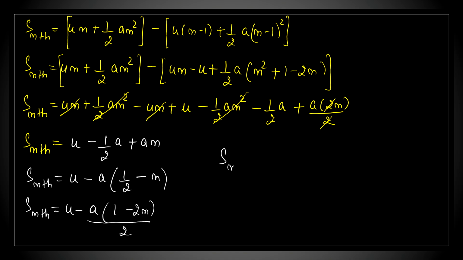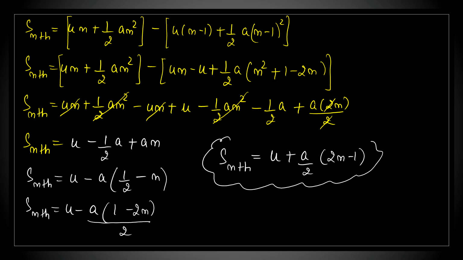Then observe minus sign, we get u plus a upon 2 into 2n minus 1. This is our last equation, which is also important. So these are the derivations of equation of motion by calculus method. In next video, we derive this equation by graphical method. I hope you will understand these equations.